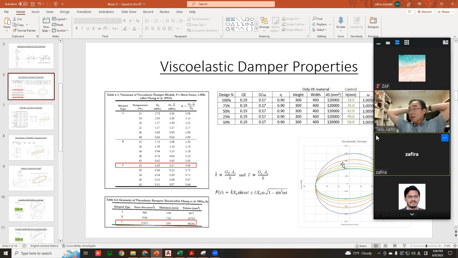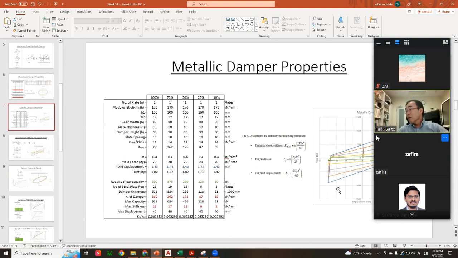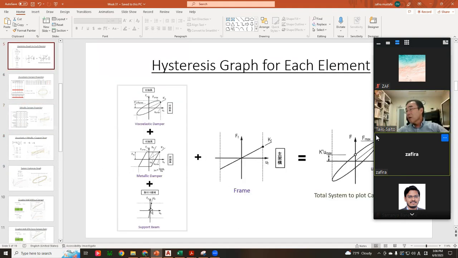Because of from here. If you include the metallic, it must have an upper limit. I mean, bilinear. That's bilinear like this. Bilinear hysteresis, like this one. It's not like this, Sensei. Like you can see, it's an oval.